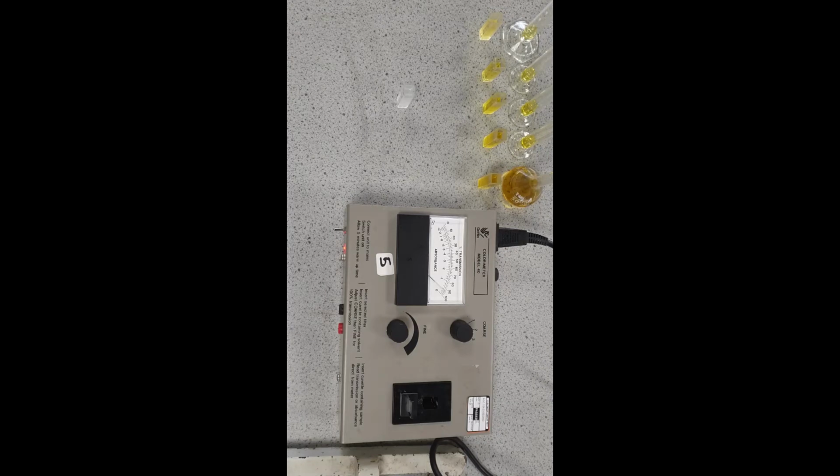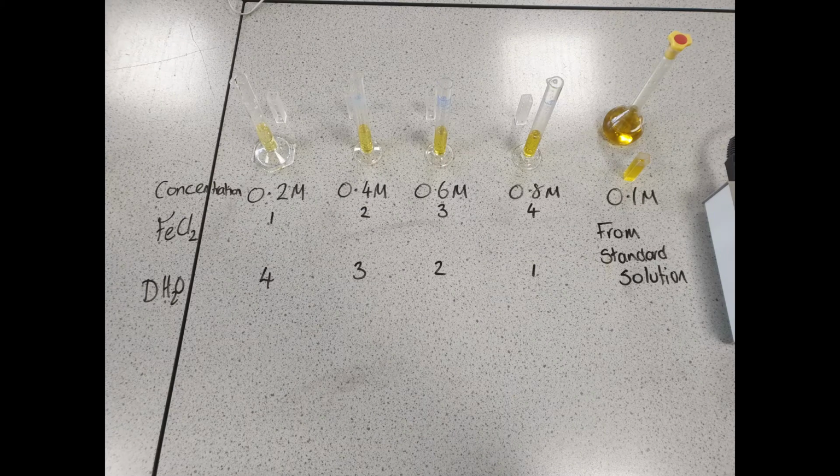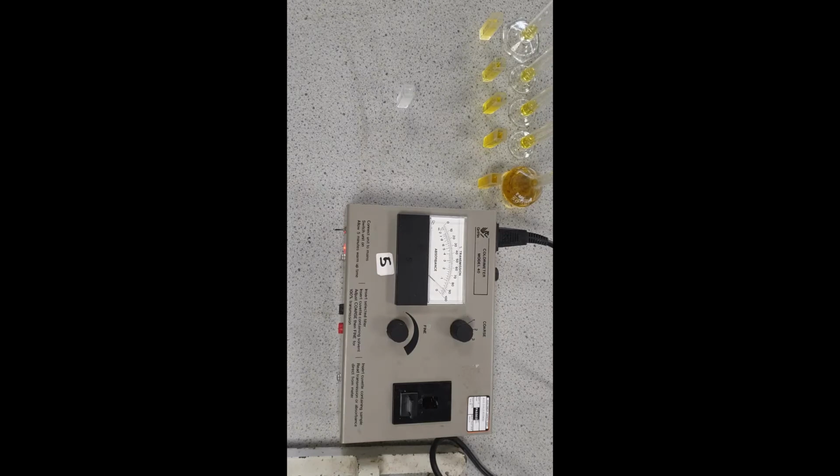I then used this to make dilutions of 0.8, 0.6, 0.4 and 0.2 moles per decimetre cubed. Here is the table to show how I made those dilutions. Now I have my dilutions, I put a small sample of each concentration into a clean cuvette.